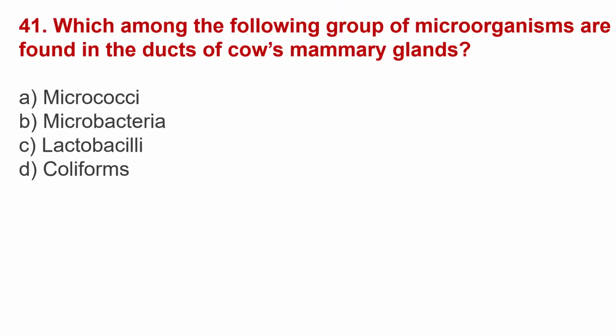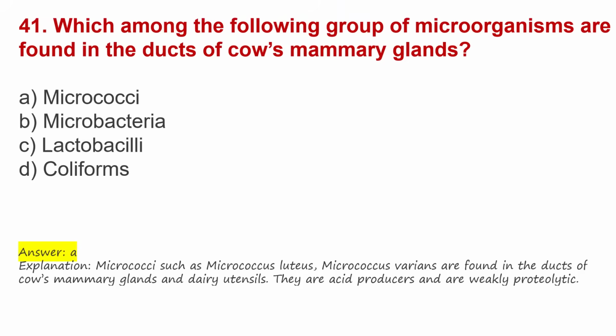Question 41. Which among the following groups of organisms are found in the ducts of cows' mammary gland? A. Micrococci. B. Microbacteria. C. Lactobacilli. And D. Coliforms. The answer is micrococci. Micrococci such as Micrococcus luteus and Micrococcus varians are found in the ducts of cows' mammary gland and dairy utensils, and they are acid producers and are weakly proteolytic.